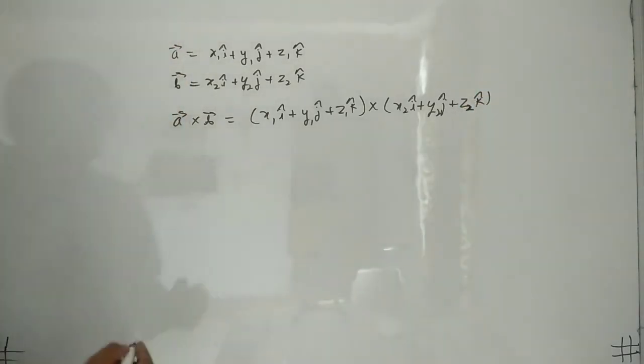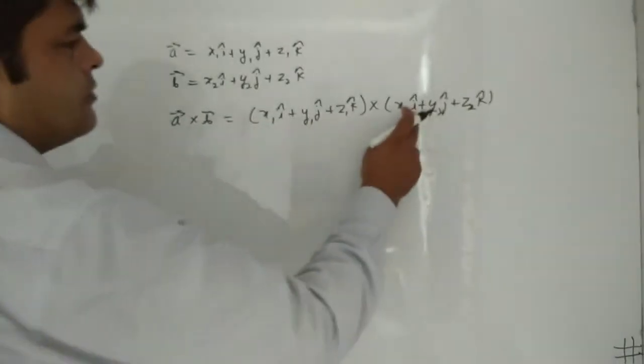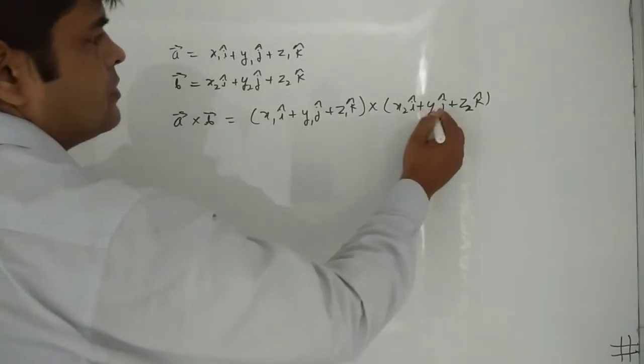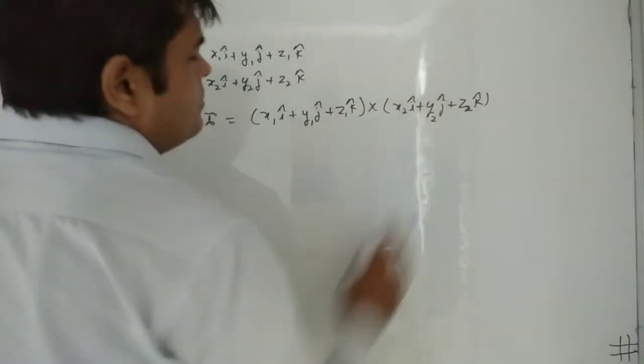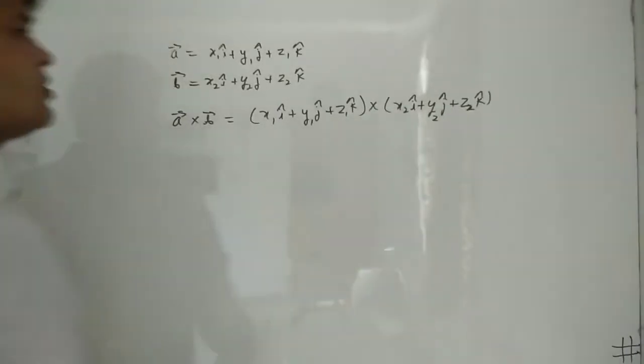So I use the knowledge that i cross i will vanish, it will be 0. i cross j will give you k cap, i cross k will give you minus j cap, and so on. You can multiply in this way.